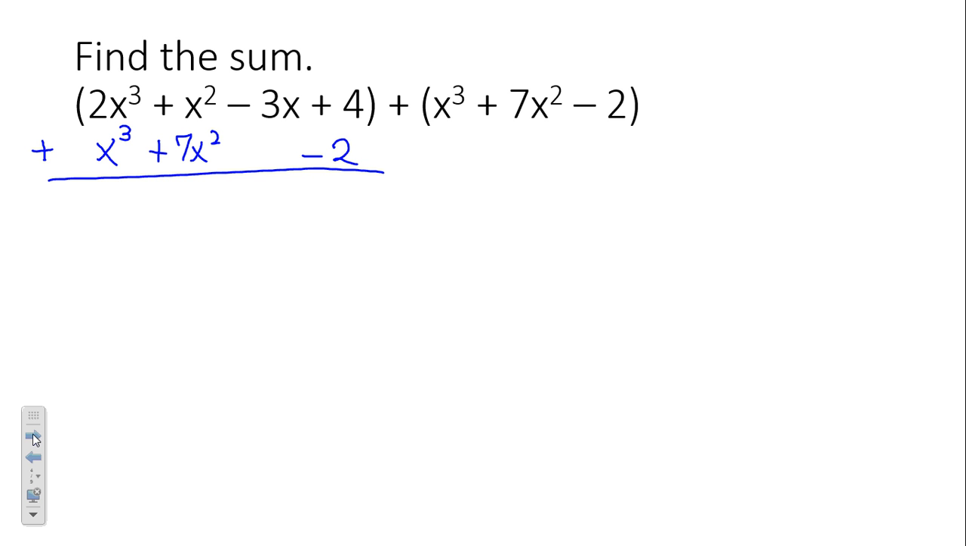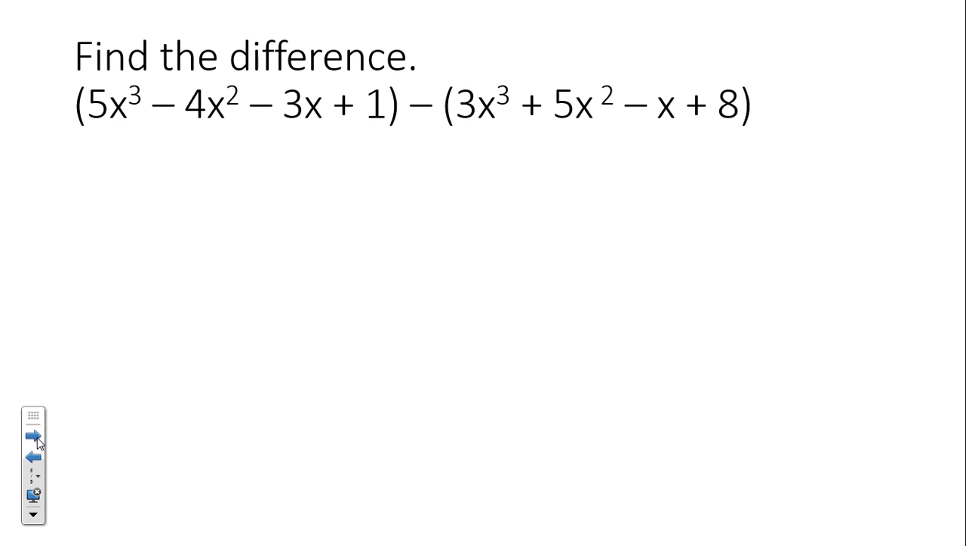So when I add 2x cubed and x cubed, what do I get? 3x cubed. We're adding so we don't do anything with the power. They're just like terms. Add them up. Keep the exponent the same. What about x squared plus 7x squared? 8x squared, because there's an understood 1 here. Negative 3x doesn't have anybody to add to it, so we just write minus 3x. And when I add 4 and negative 2, I get positive 2 plus 2. Okay? Easy enough, right? Been doing work like this before.